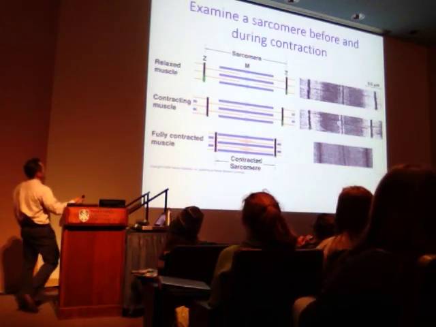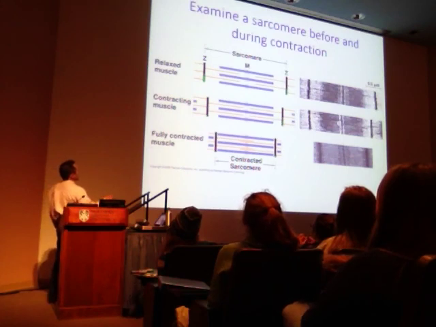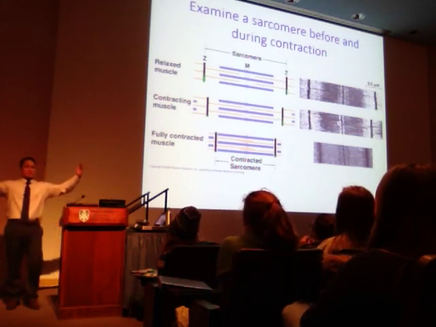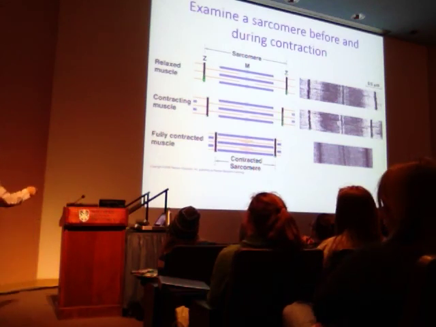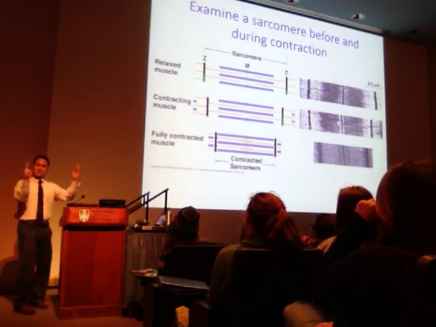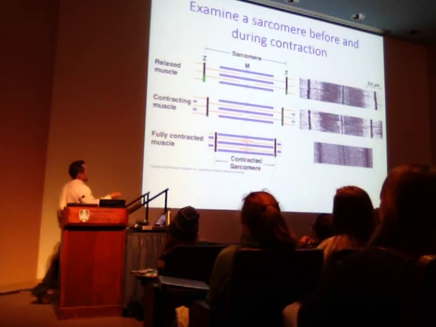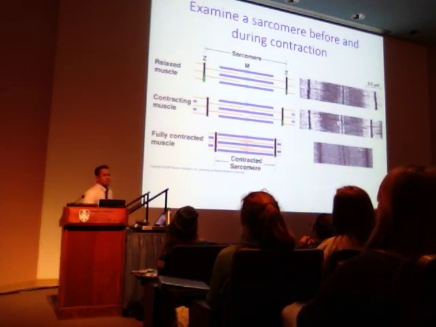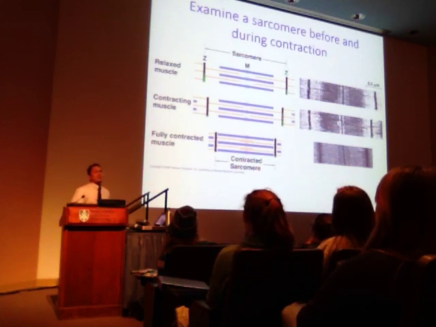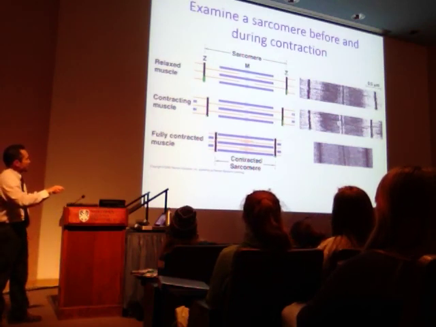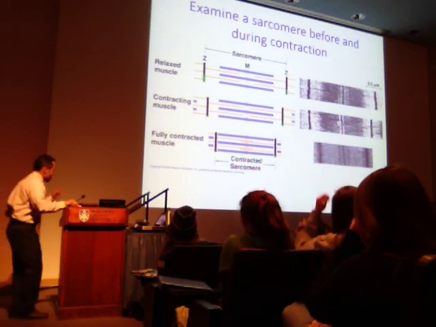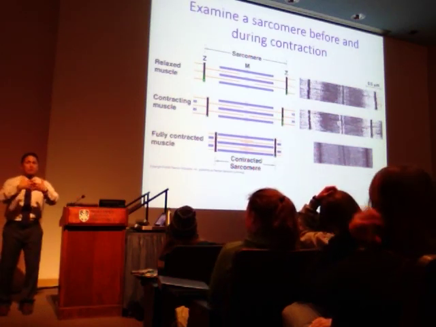So here's a relaxed muscle. Here's our sarcomere. In a relaxed state, the Z discs, or Z lines, are pretty far apart. As it contracts, the Z lines get closer together. As it's fully contracted, the Z lines are in the closest configuration. These are the schematics, and these are electron micrographs of what that actually looks like. You can see very visibly the Z line or Z disc, and in the contracted state you have a lot of overlap of the thick and thin filaments.